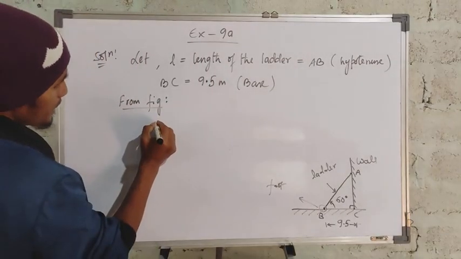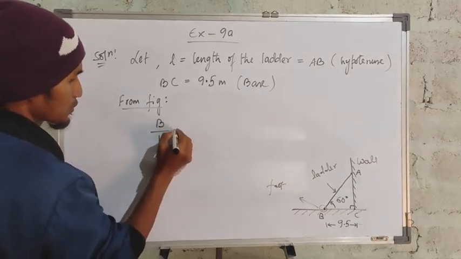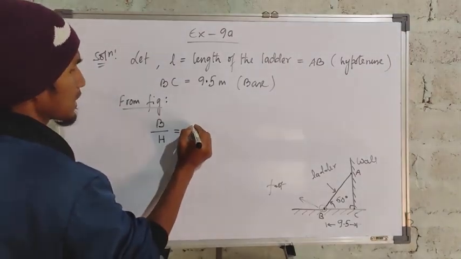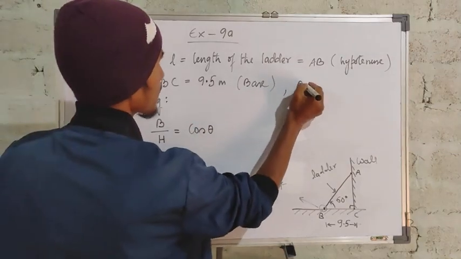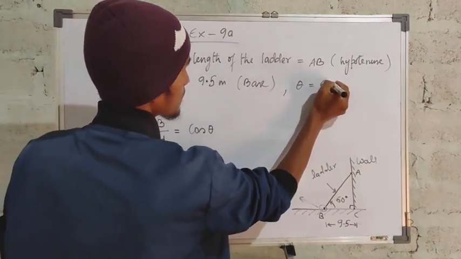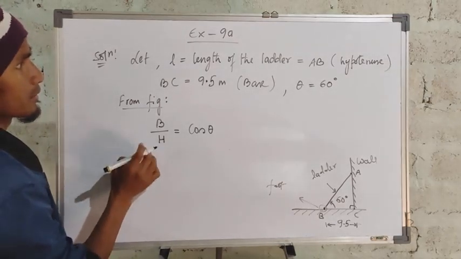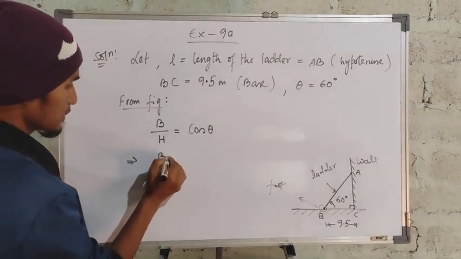Okay, then base by hypotenuse. What's the formula? Base by hypotenuse in chapter 8, that will be cos theta. Okay, I forgot this theta also. Here, I'll put here, theta is equal to 60 degree. Now, can we find the hypotenuse now? Okay, base is equal to BC.